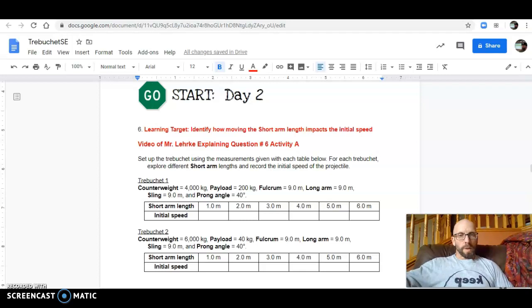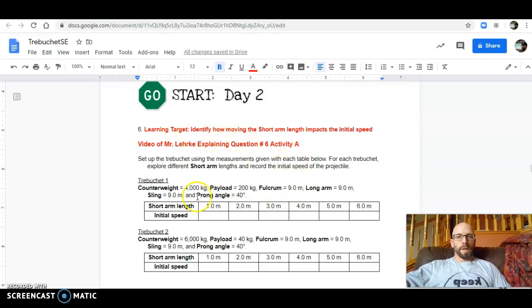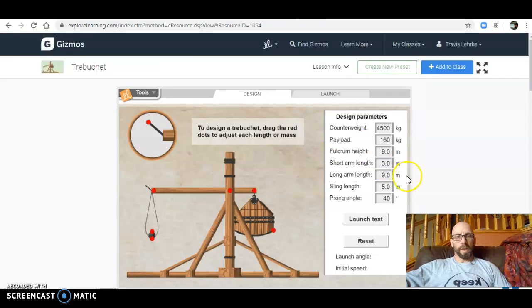Okay, boys and girls, we are on day 2 of the Trebuchet Gizmo, starting with number 6, activity A. The learning target is identifying how moving the short arm length impacts initial speed. Basically, following along here, you start with making Trebuchet 1, set it up so that the settings all equal what it says here. So, for instance, counterweight 4,000, payload 200, just verify that.